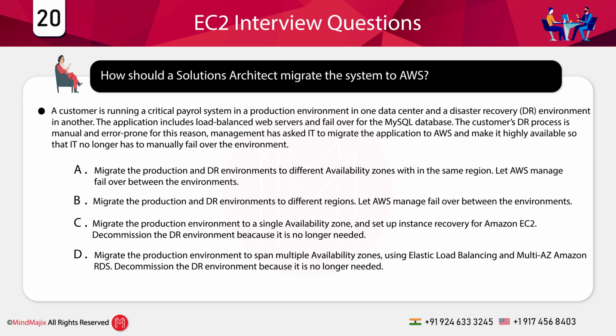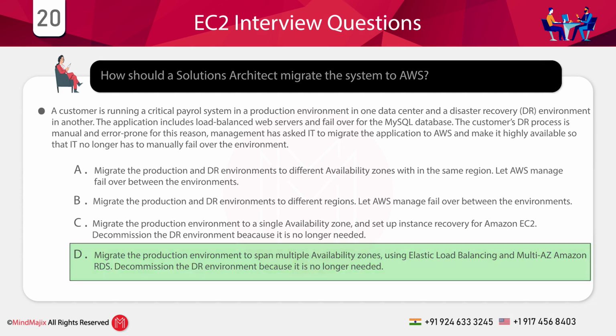We have to migrate the production environment into multiple availability zones. When you migrate it, it will span multiple availability zones. So if one zone fails, another zone will come into the picture. We'll be using an elastic load balancer and a multi-AZ RDS instance. Everything is explained properly here and it's correct as well. So here we'll be using option D.